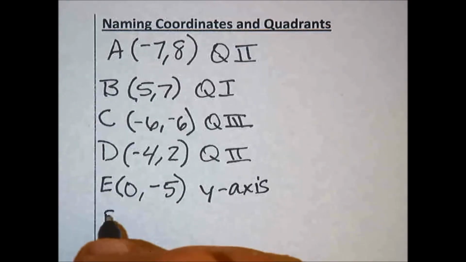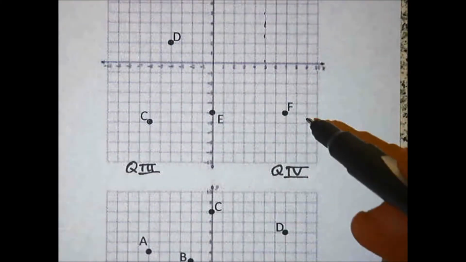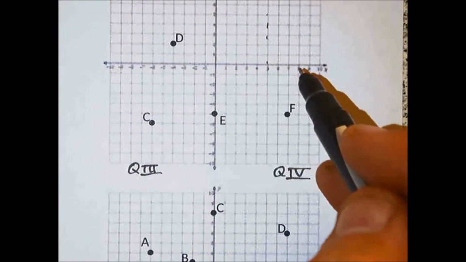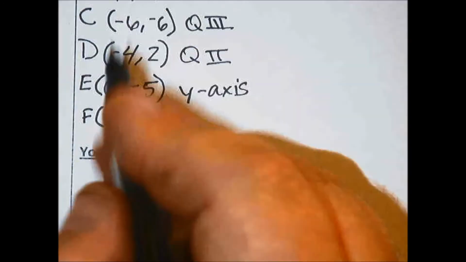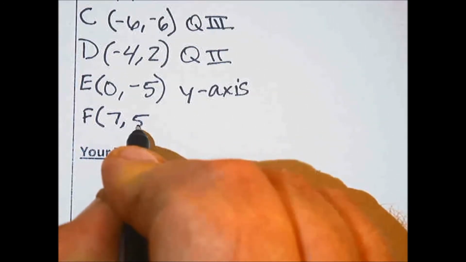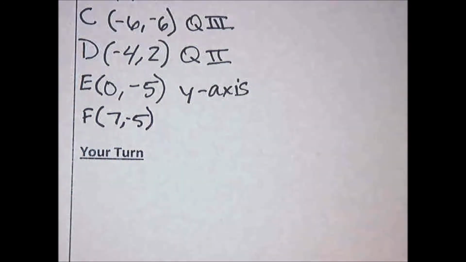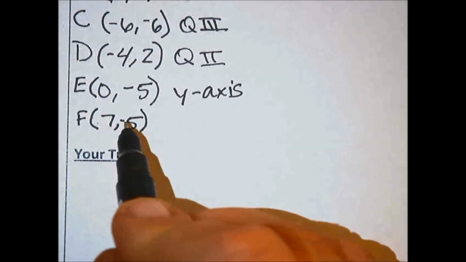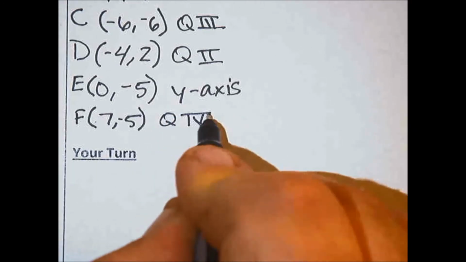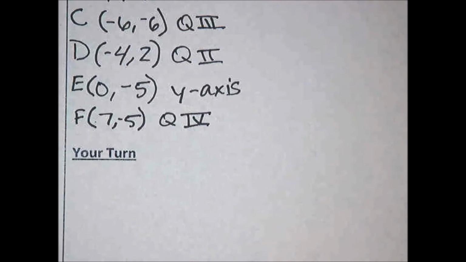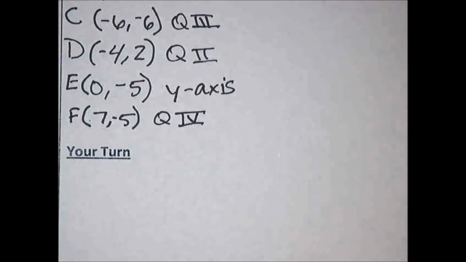And the last point, point F. F is over here. It's at +7, -5. When something's a positive and a negative, that puts it in quadrant 4. IV. Put lines over it. Okay, that's IV. That's quadrant 4.